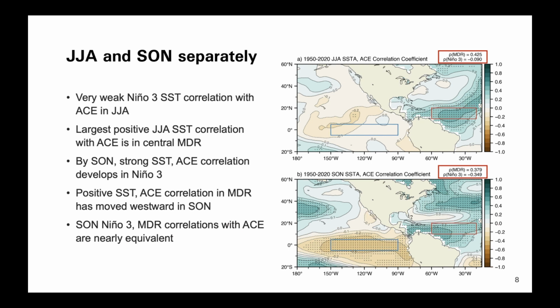Now, if we turn to the early and late seasons, we will split the hurricane season into the JJA and SON periods and just repeat that correlation analysis that we just saw between ACE and the SST version 5 SST anomalies. So the maps at right show the correlation between the seasonally summed ACE and the seasonally averaged SST anomalies during JJA at top and SON at bottom.